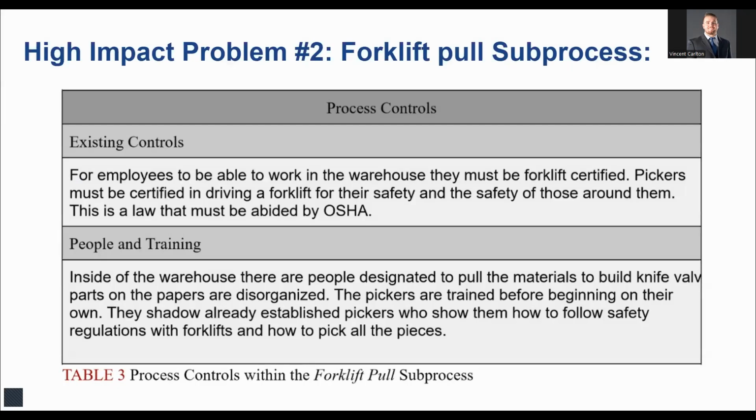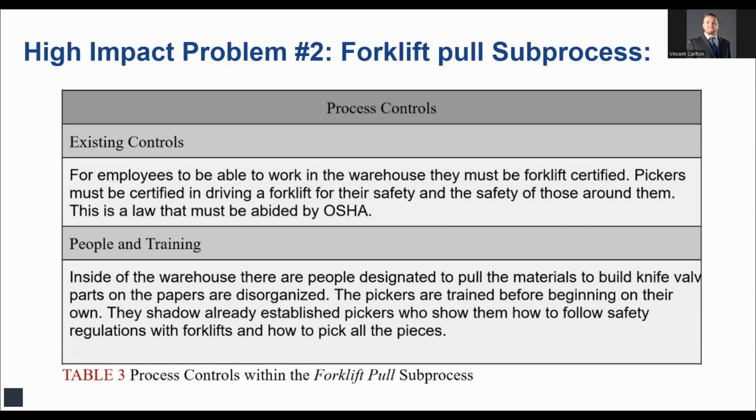Process controls is our first high impact problem we came across. The process controls are broken up into two categories, the first being existing controls. These would be such as the OSHA requirements for all employees to be forklift certified for their own safety, but also the safety of others, things that may also be out of control of the companies to change. The second being people in training.